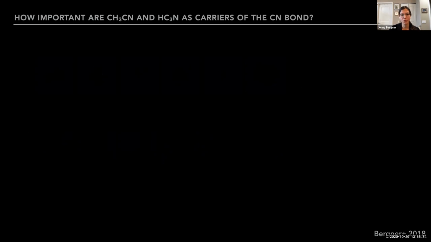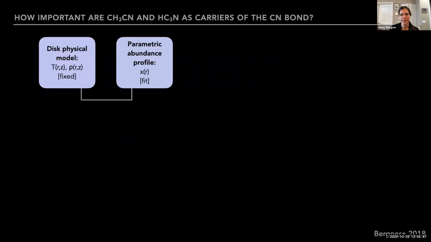We can also go a bit more quantitative than that and actually figure out how important they are as carriers of the nitrile bond, to place some constraints on the role of complex species relative to simpler organics. So to do this, we had 2 disks that had especially bright emission, and we could do what's called an abundance retrieval, where we basically set up a physical model of the disk that describes the temperature and density as a function of position in the disk. And this is informed by literature constraints. So we just fix this physical structure of the disk. And then we can fit just a parametric abundance profile that describes the abundance of the molecules as a function of radius in the disk.